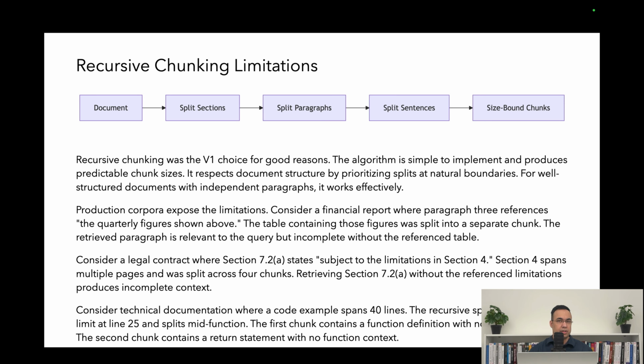And let's cover the fourth example, where, let's say, a research paper's methodology section uses abbreviations defined in the introduction. Those definitions exist in chunks that share no semantic similarity with the methodology content. Vector search won't be able to retrieve them together. The core issue is that recursive chunking treats size as a primary constraint. It does not model semantic dependencies between text spans. It does not preserve referential relationships, and it does not ensure that retrieved chunks are independently interpretable.